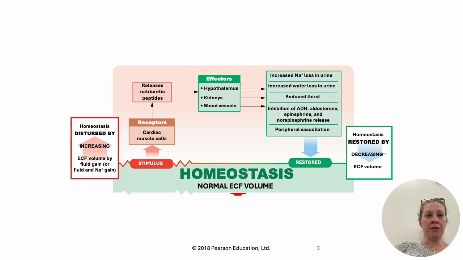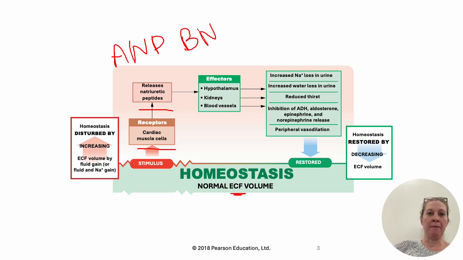So cardiac muscle cells notice a lot when our blood volume goes up because there's going to be some stretch in the atria and the ventricles. So they release natriuretic peptides. Okay, so you have atrial natriuretic peptide, ANP, and then you have B-type natriuretic peptide, or BNP, which is secreted by the ventricles. Those are released, okay? They affect the hypothalamus, the kidneys, and the blood vessels.